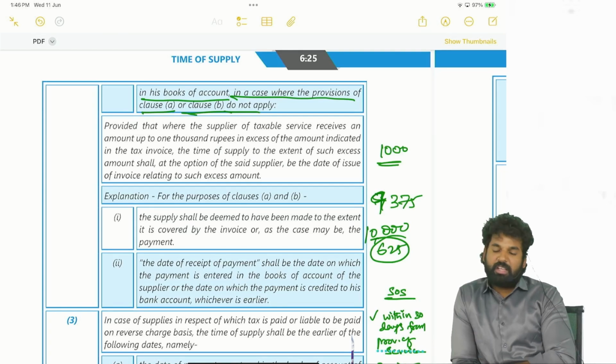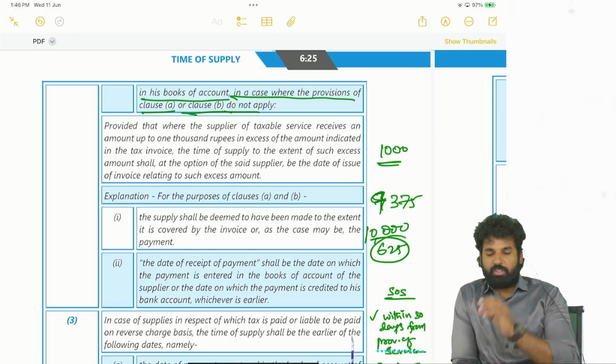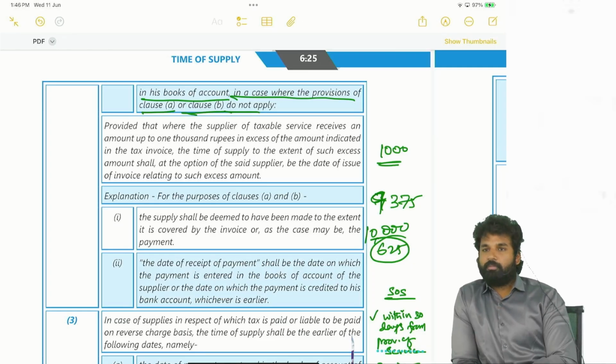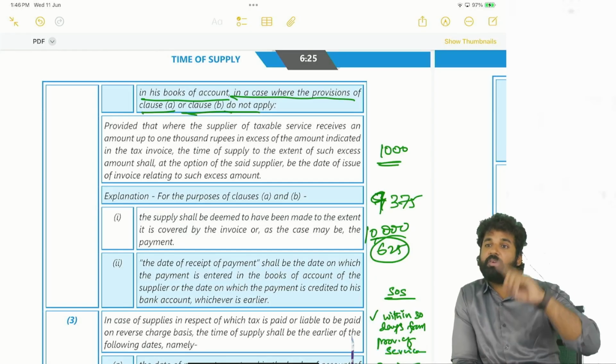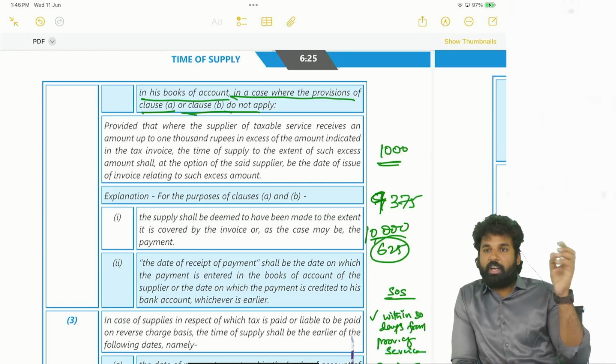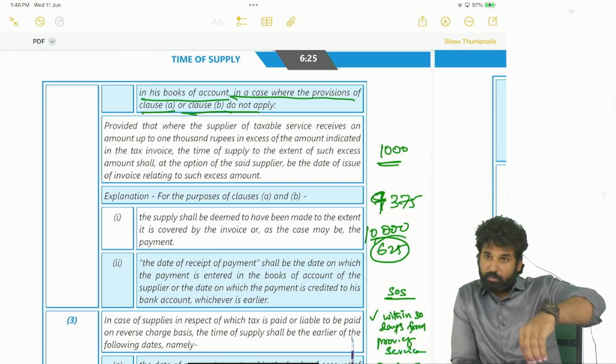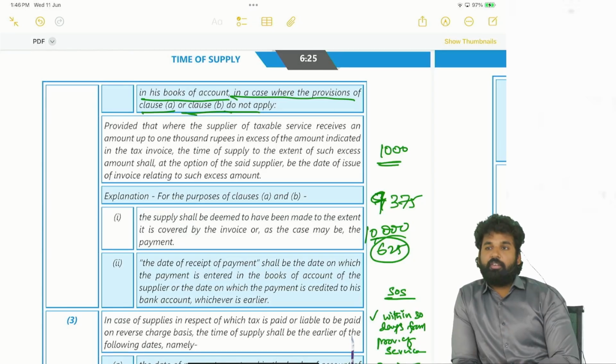So even if they are asking to adjust this 625 now also, it is irrelevant, because 625 rupees is an advance, correct? On advance, there is no GST, but it is irrelevant with respect to section 12. Advance with respect to goods. When it comes to section 13, it is not irrelevant.